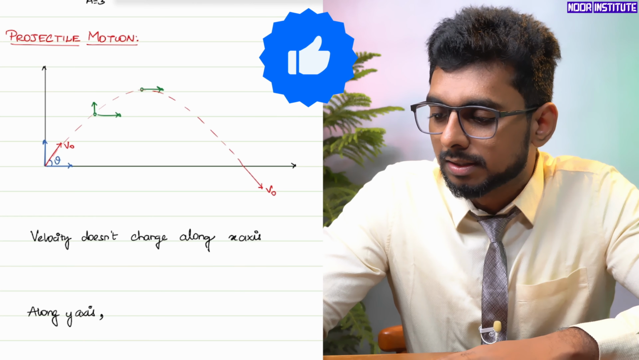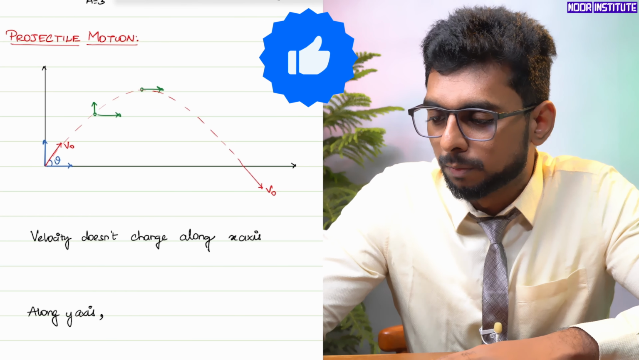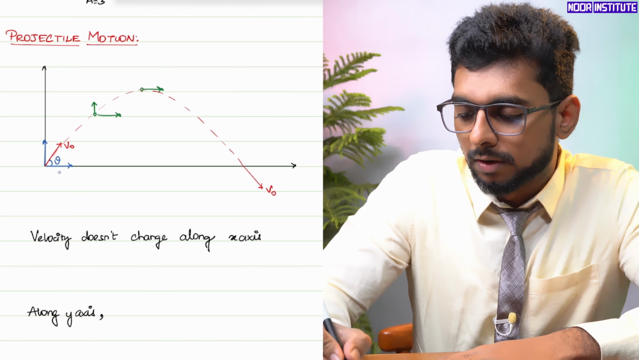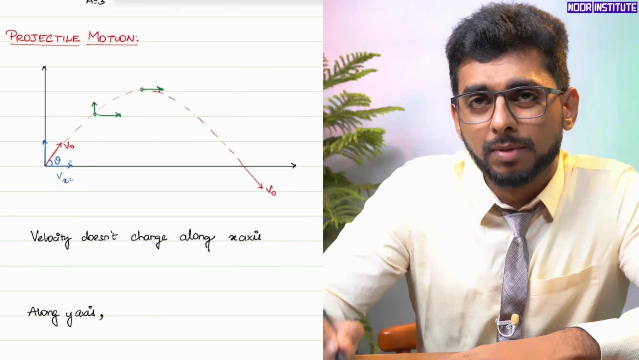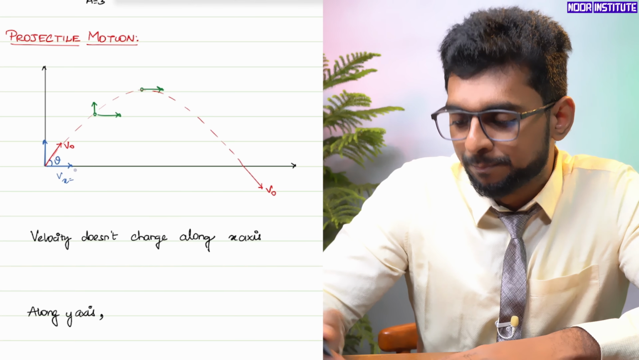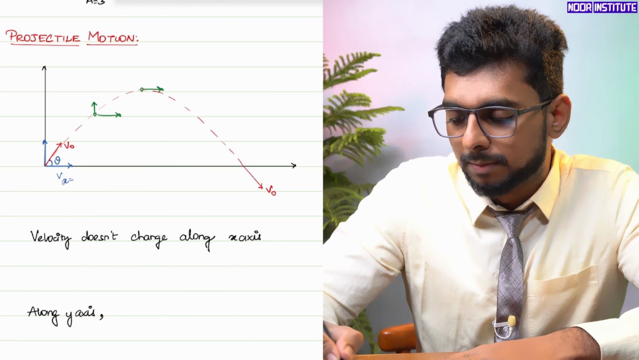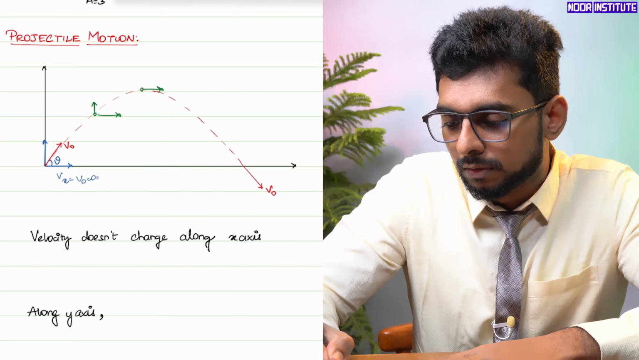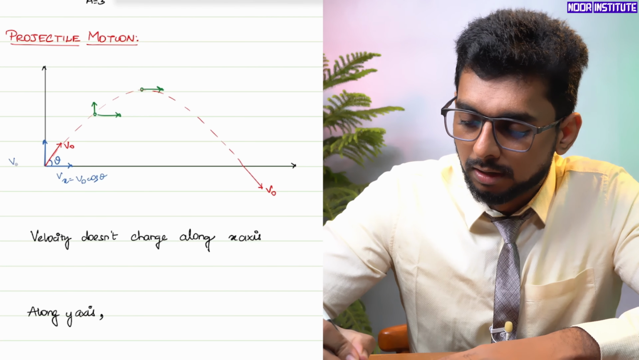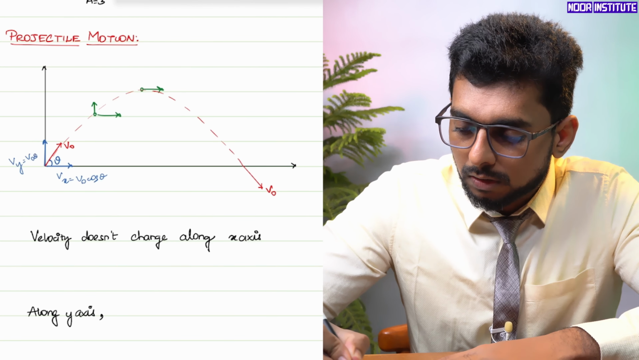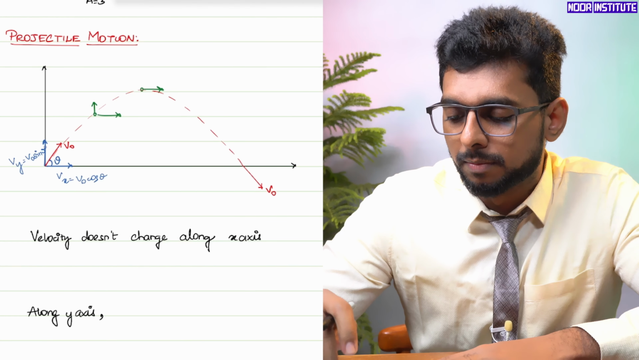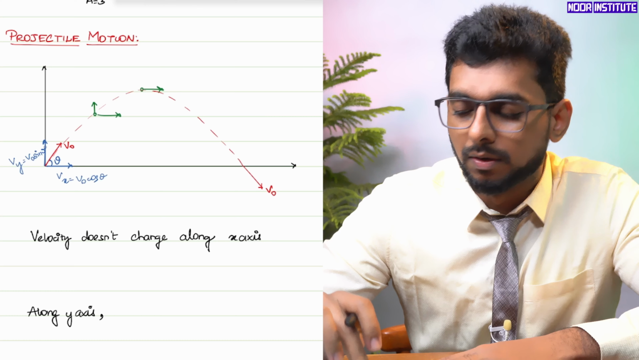In this situation I'll split this component into two parts: velocity along the x and velocity along the y. Velocity along the x will be v naught cosine theta, because this is closer to theta. This is something I've told you in the previous session. So you'll have v naught cosine theta along the x-axis. In the same way, velocity along the y will be v naught sine theta. Now you have both those components, vx and vy.